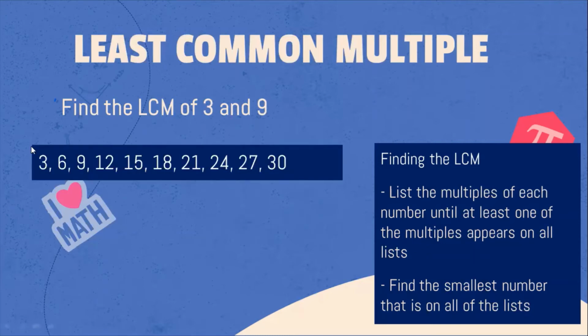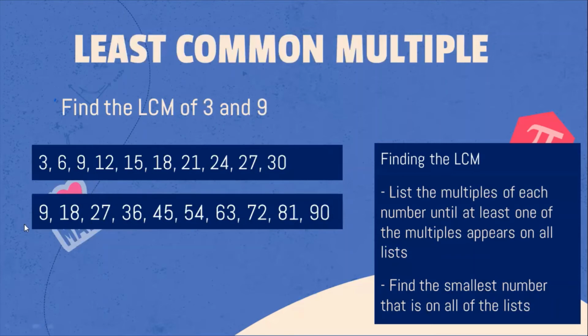First one, we have 3, 6, 9, 12, 15, 18, 21, 24, 27, 30, and so on. Those are the multiples of 3. For 9, we have 9, 18, 27, 36, 45, 54, 63, 72, 81, 90, and so on.